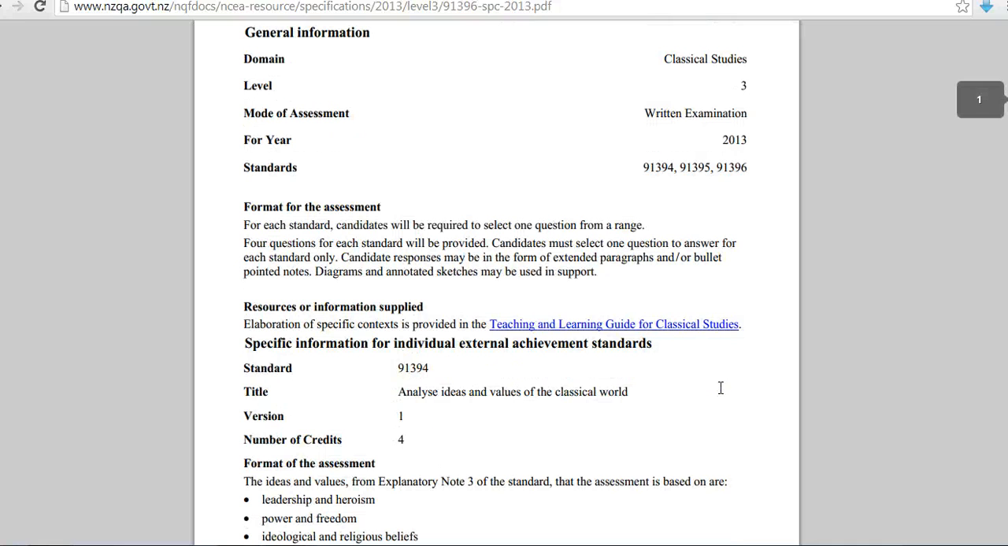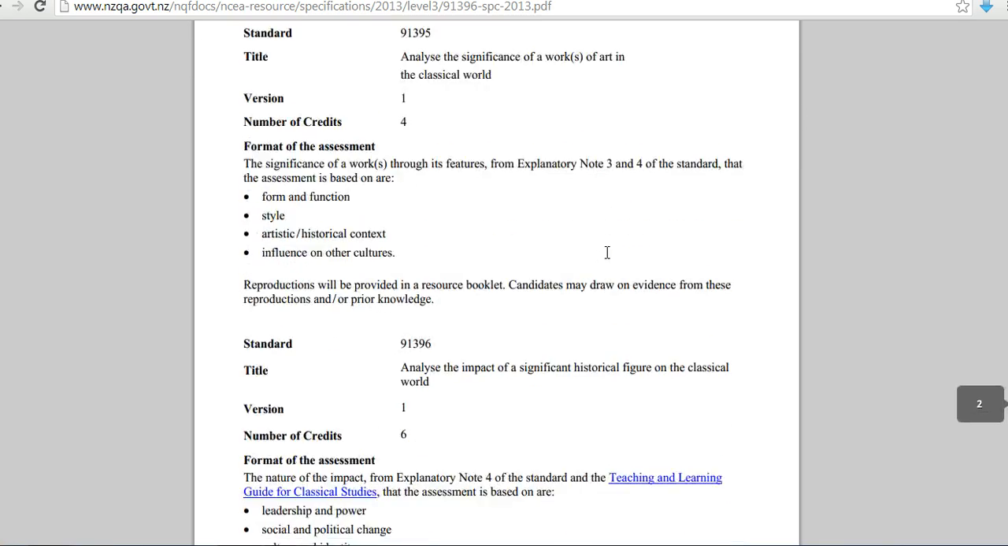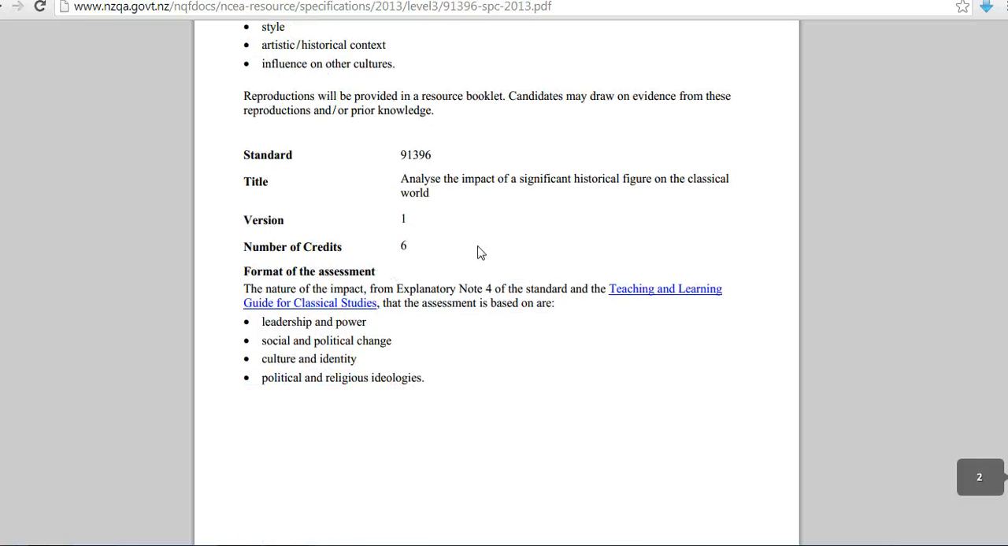There's information about how the students will be assessed here, and then there's specific information about each achievement standard. So if we have a look at 91396, it tells us how many credits and where we can get help in the teaching and learning guides, but also that the assessment is going to have 4 parts that are going to be assessed. Generally, these relate to 1 part per question. So if we take a look at these, many of you will know that these are quite different from what was in the sample assessment paper.